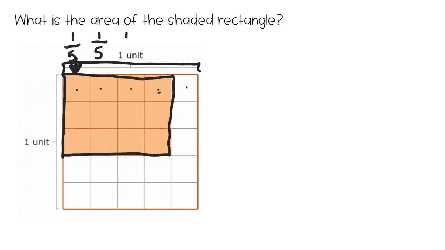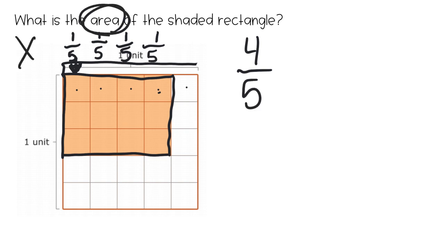1/5, 1/5, 1/5. So on this side, how many fifths do we have? If you count them all up, we have 4 fifths. We write that a little neater. It's a little sloppy. We have 4 fifths. Now we also know we're finding area, so that's telling us we need to multiply our length times width. Now let's look over here.